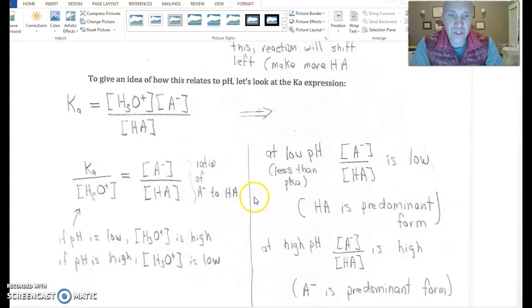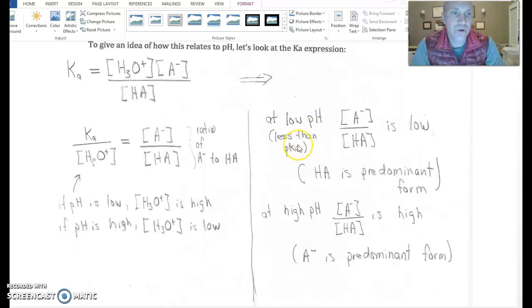So let's consider the situation of a low pH. When I say low pH, I mean a pH which is lower than the pKa of that acid. So if we've got an acetic acid solution, we would want to make sure that we get the pH lower than the pKa of acetic acid, which for acetic acid is about 4.8. So low pH would mean getting the pH below 4.8.